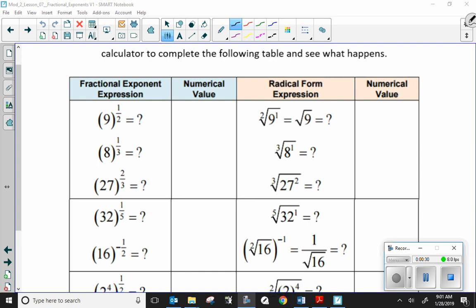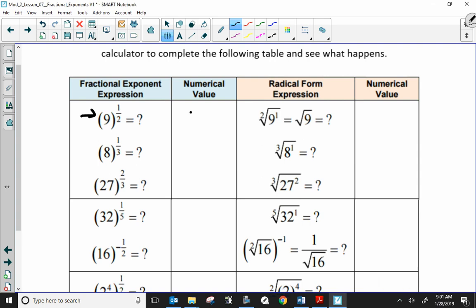If we put 9 to the 1/2 power, that should give me 3. If I put 8 to the 1/3 power in the calculator, I should get 2. And if I were to put 27 to the 2/3 power, I should get 9.